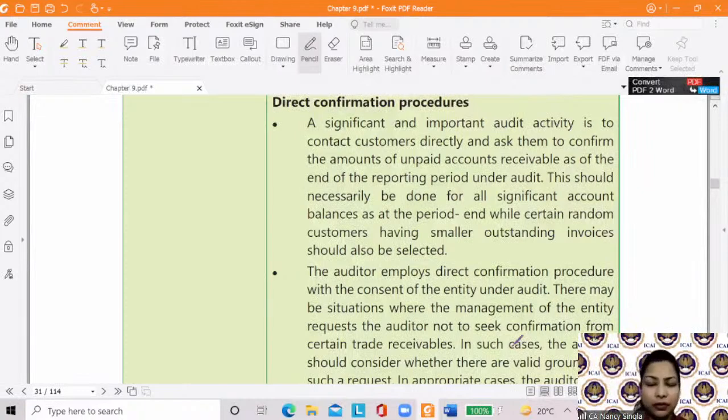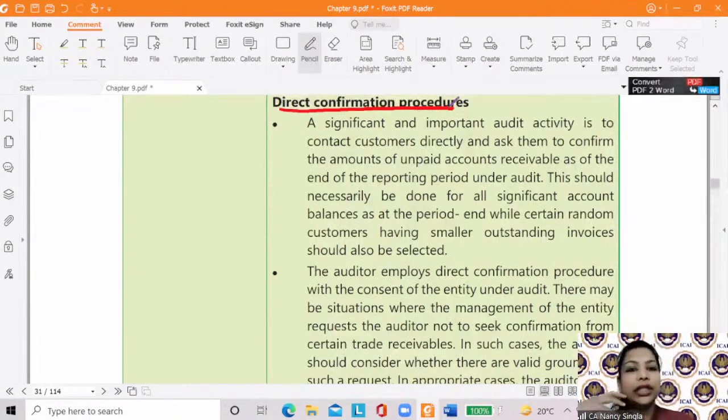Direct confirmation procedures. And I can see number of you have answered correctly that SA 505. Okay. So let us just quickly recapitulate the knowledge that we gathered in chapter number 3 when we did SA 505. So first of all, what is it? It is a direct written response to the auditor.